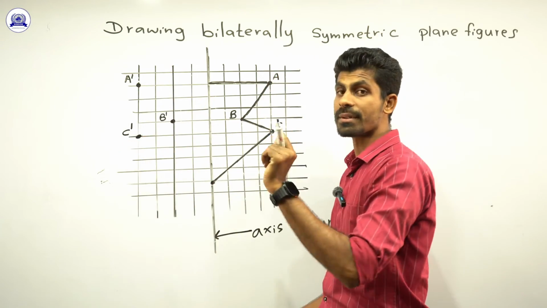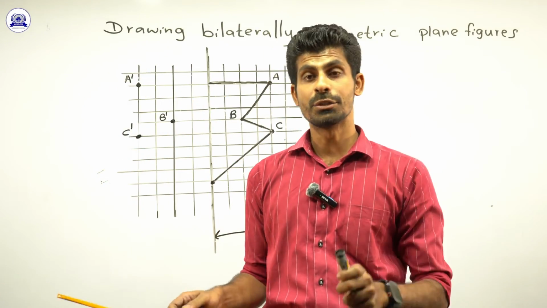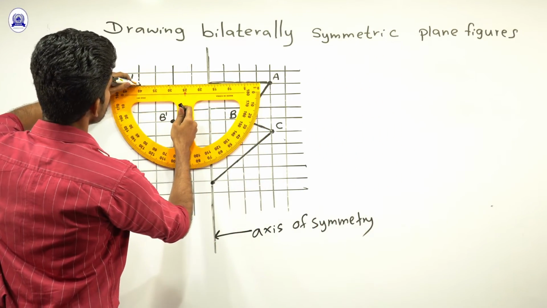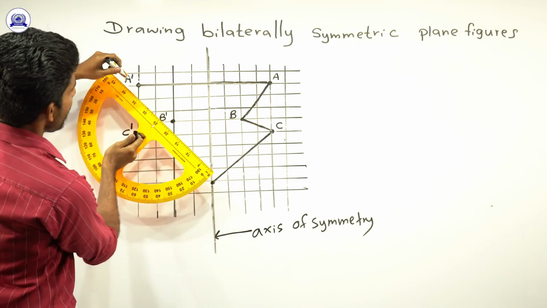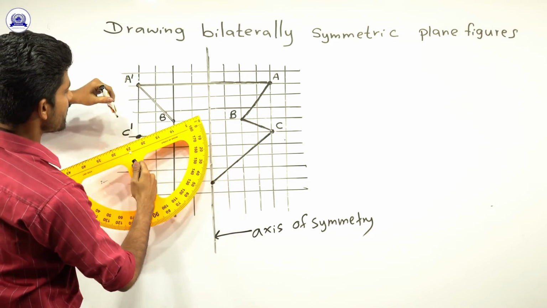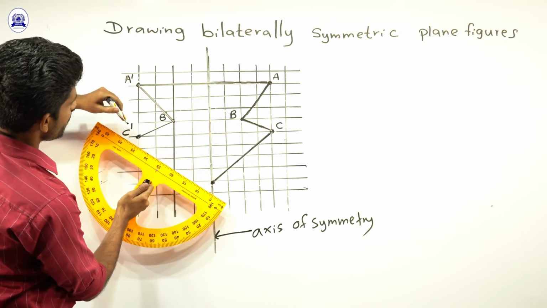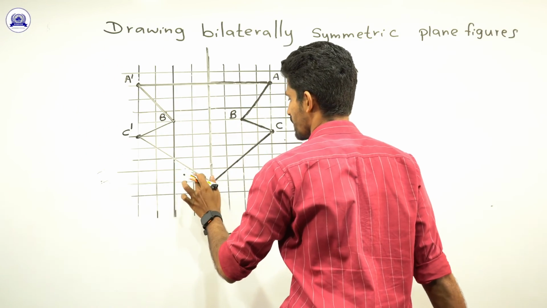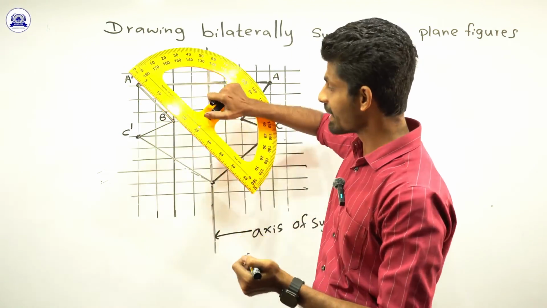First, you need to mark the relevant points, and you can match those points and join them together. You can join A with B and B with C and C with this one. Likewise, you can complete the figure.